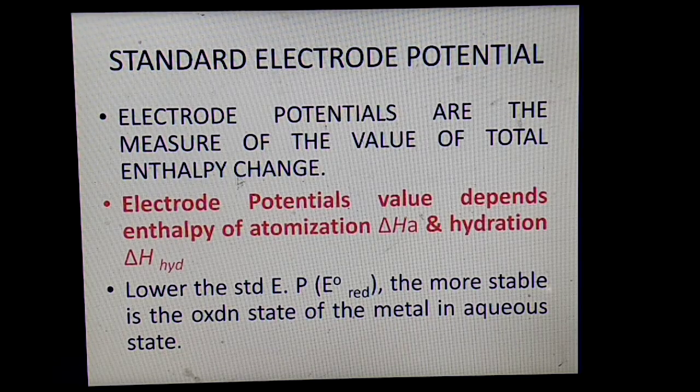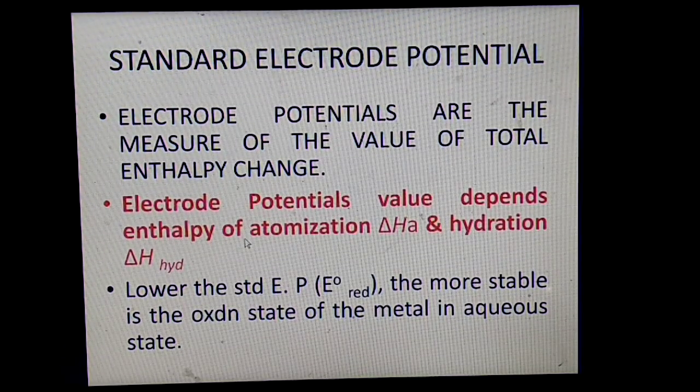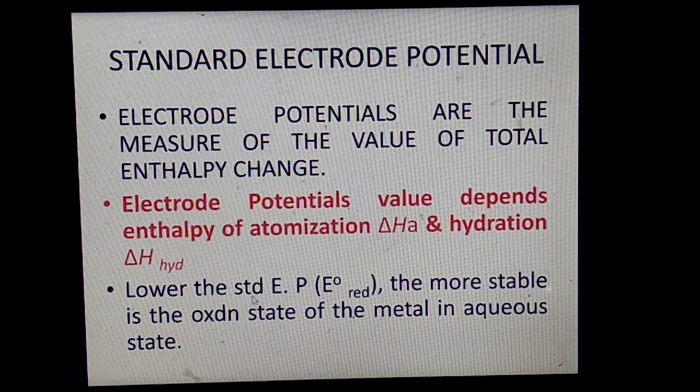Electrode potential value depends on enthalpy of atomization and enthalpy of hydration. The electrode potential depends upon two factors. Tell me, students, which factors? The first factor is enthalpy of atomization, and the second factor is enthalpy of hydration. Very good.